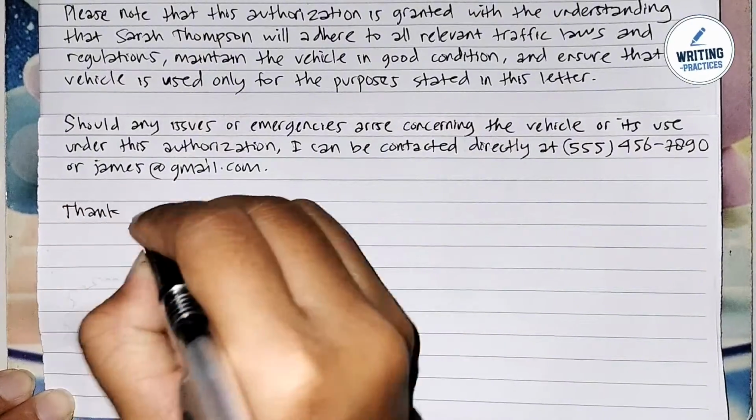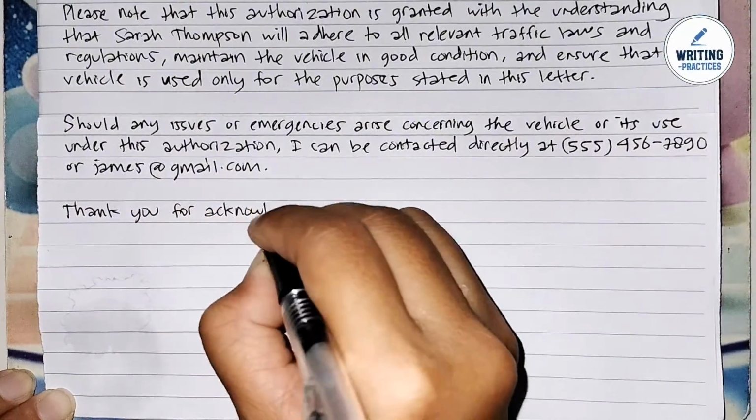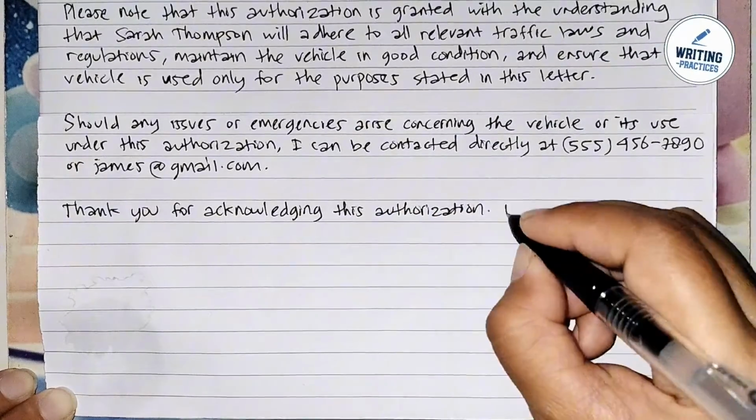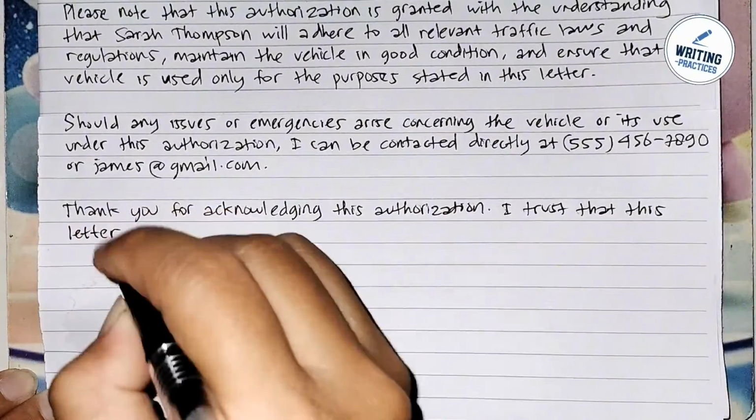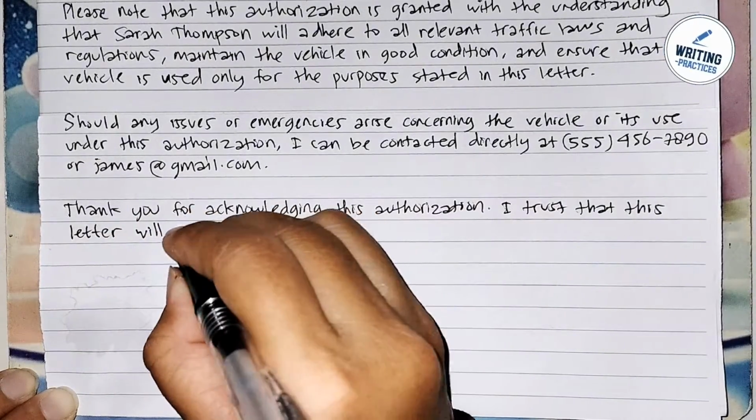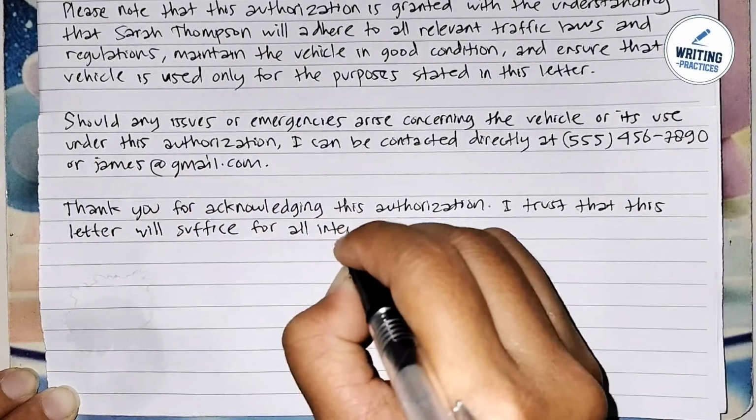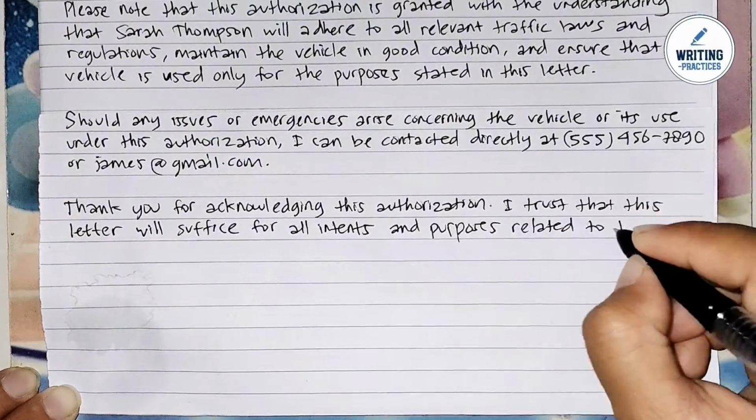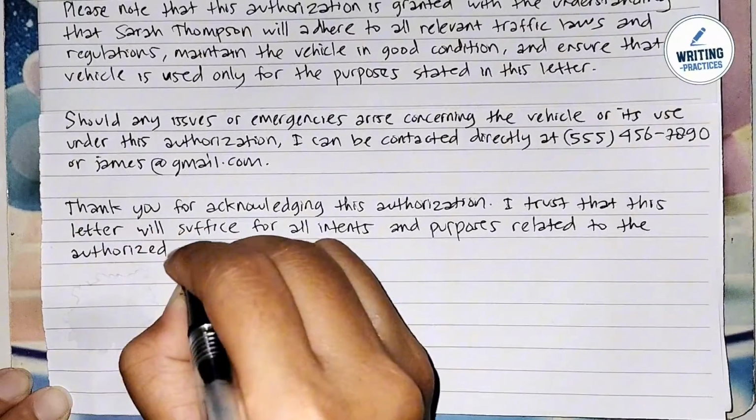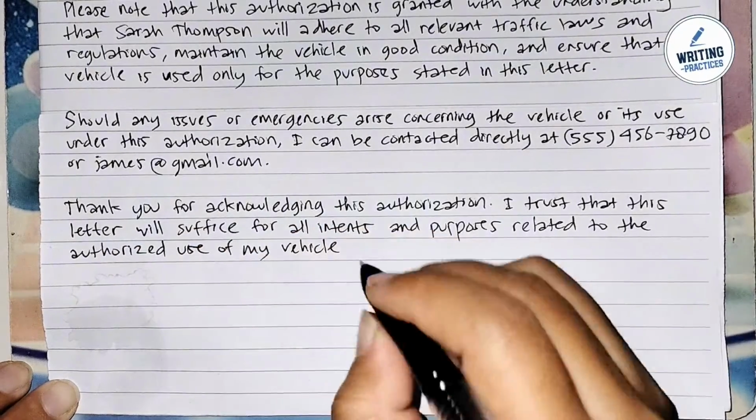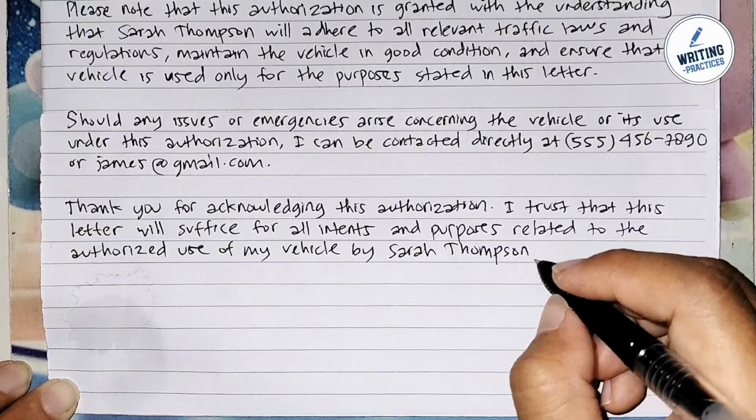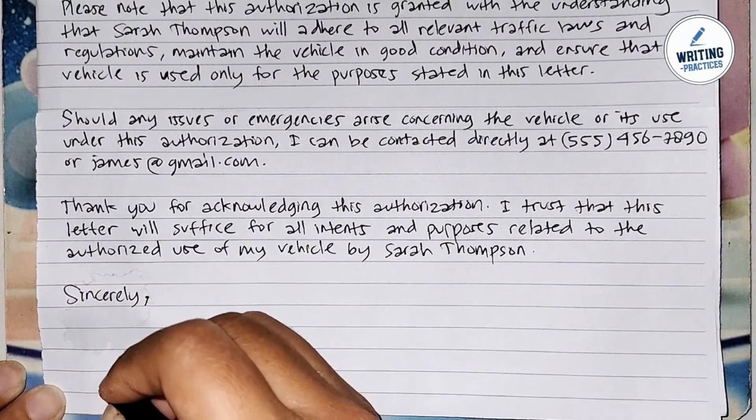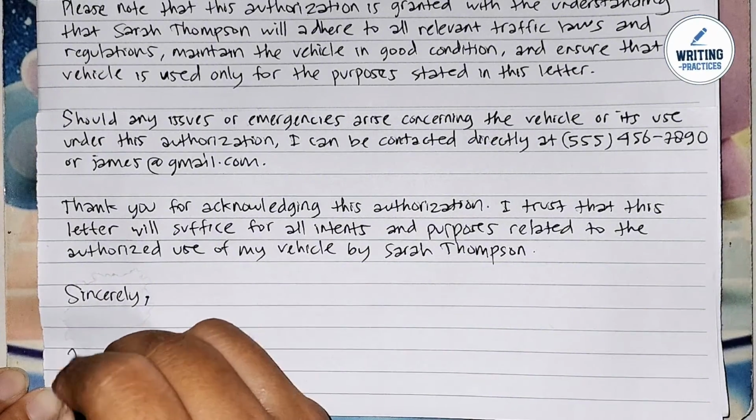In the last paragraph, which is conclusion part, you can then give your acknowledgement and trust. It is a closing statement thanking the recipient, and expressing confidence that the letter will serve its intended purpose. Here you can write something like, "Thank you for acknowledging this authorization. I trust that this letter will suffice for all intents and purposes related to the authorized use of my vehicle by Sarah Thompson." And finally, you can close the letter with "Sincerely." Add your signature, and write your full name under it.